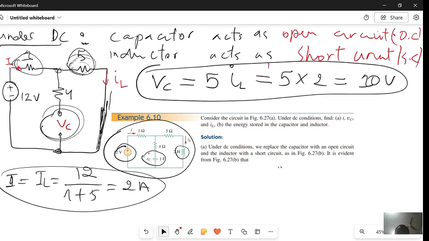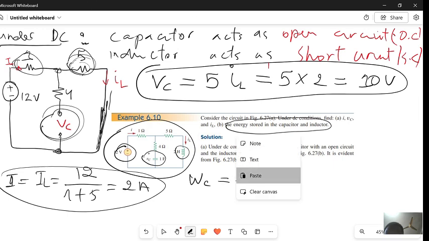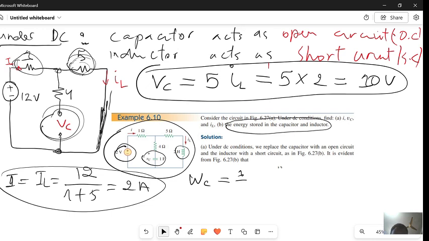Now, what's the second question? The energy stored in the capacitor and inductor. We know that the energy stored in the capacitor equals 1 by 2 C V square. As we saw in the previous one, the capacitor gives me 1 farad, and I already determined VC. So it's 1 by 2 multiplied by 1 farad multiplied by 10 square.